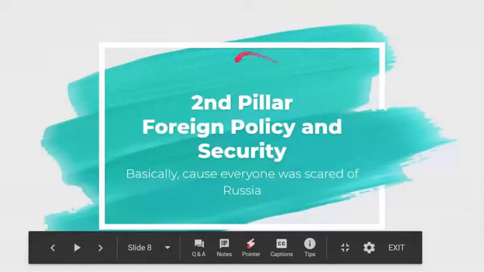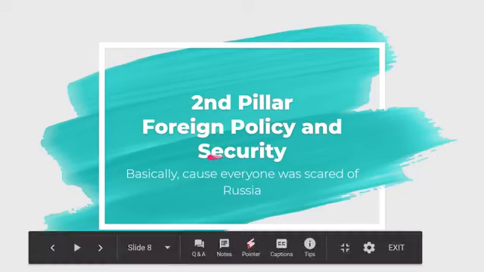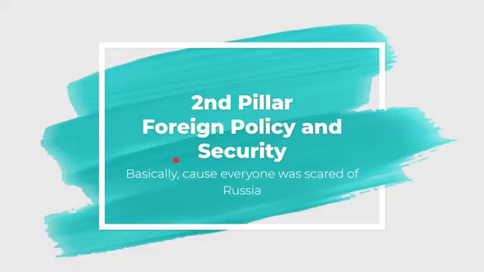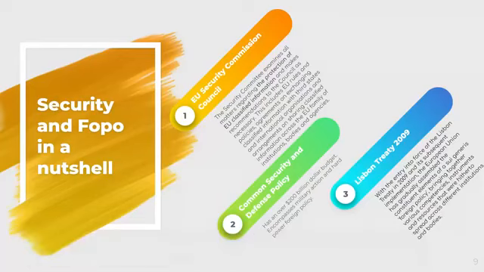Now let's look at the second pillar, foreign policy and security, because everyone was scared of Russia. This is the only reason this exists, because no one liked Russia. But we'll move on with that. So, security and foreign policy in a nutshell. There are more institutions that deal with this, and there are more policy initiatives, but I'd be here all day if I went over all of them. So, to make things brief, we're going to go over the big three.